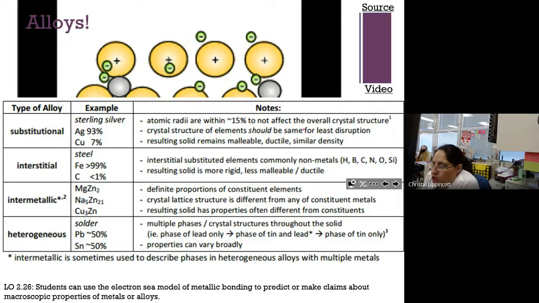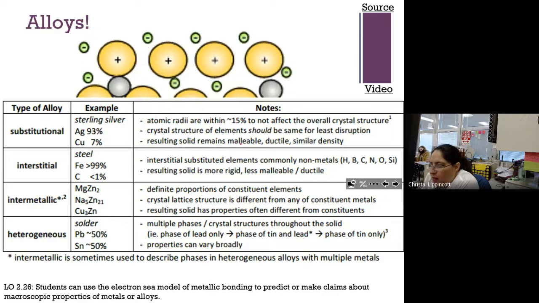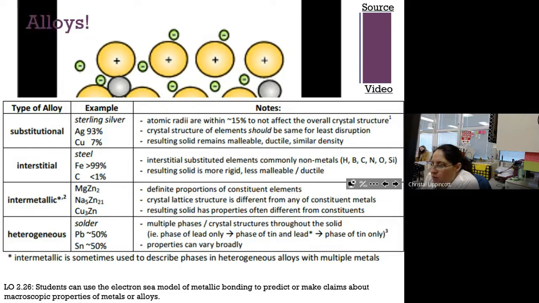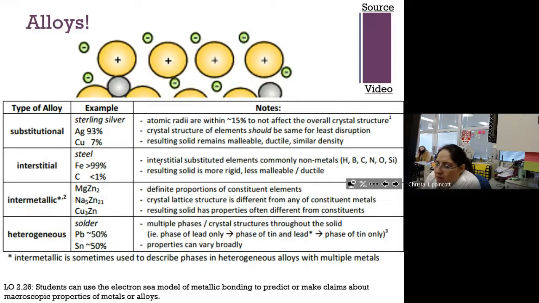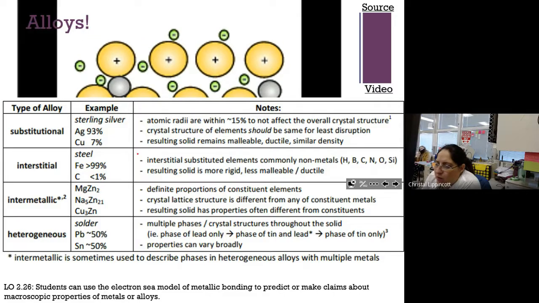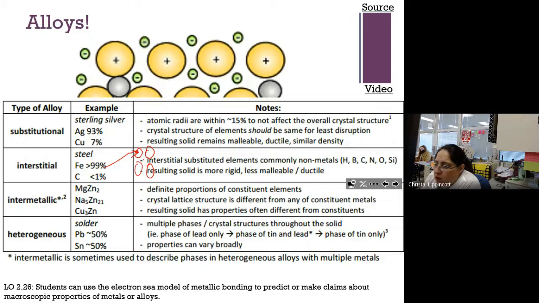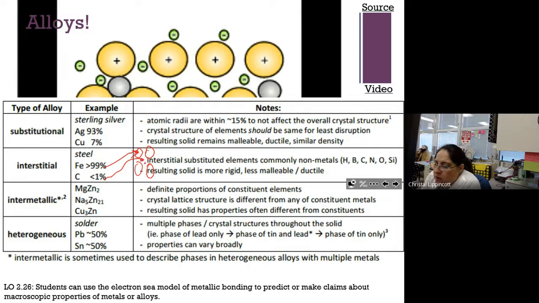Crystal structure of elements should be about the same. You have very little disruption then, and it results in a solid, which remains malleable and ductile. They tend to have similar densities. Interstitial then, you have one that fits inside the other. So you have a very large atom, and then you've got other ones that are smaller, like your iron and your carbon, which is smaller, that are going to fit inside those holes.